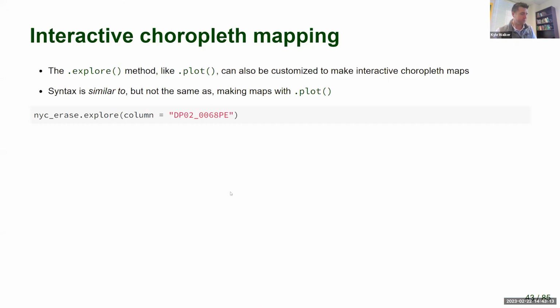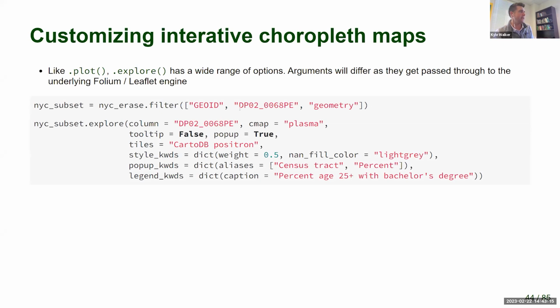So jumping back, I can specify a few things. I'm going to use this filter method in pandas. And what filter does, if you're coming from R, it's a little confusing. Filter is the equivalent of select in dplyr in R. So what we do is we pass a list of columns we want to keep. I want to keep GEOID, I want to keep my percent with a college degree and my geometry columns.